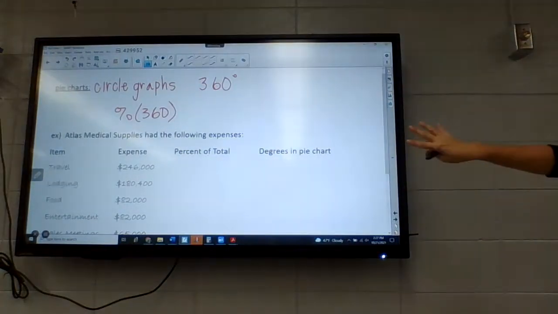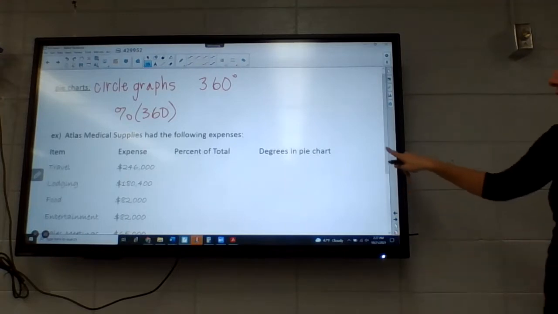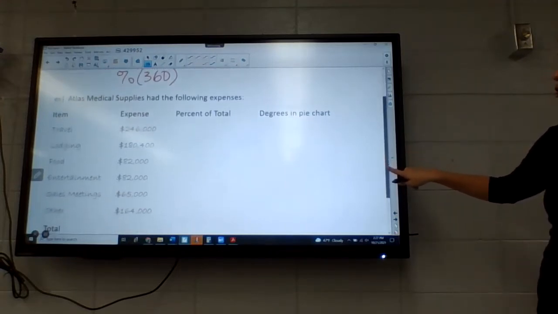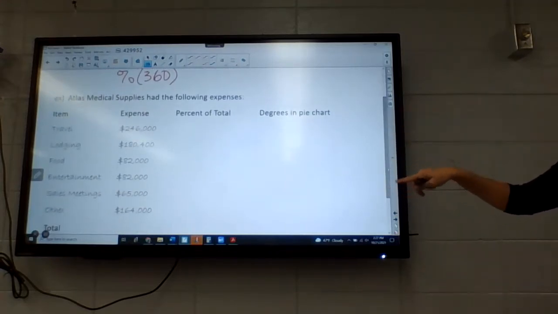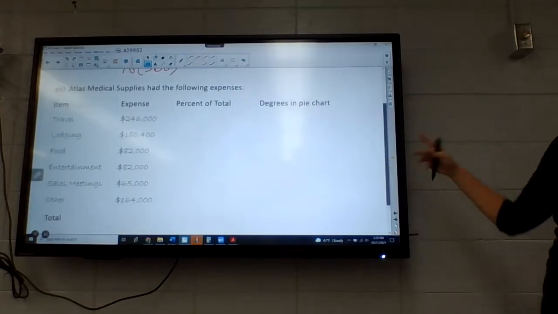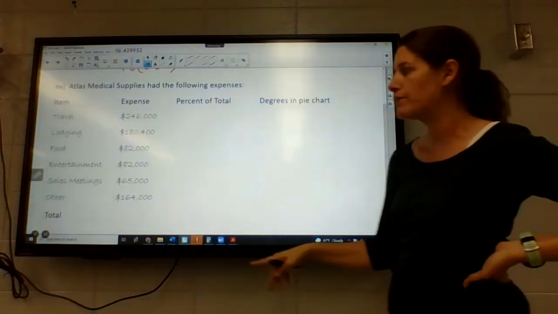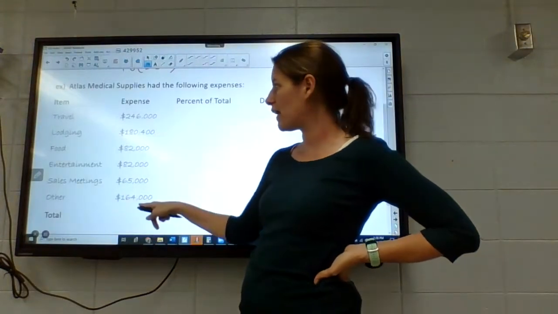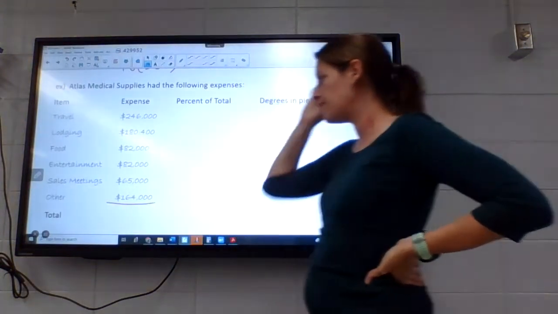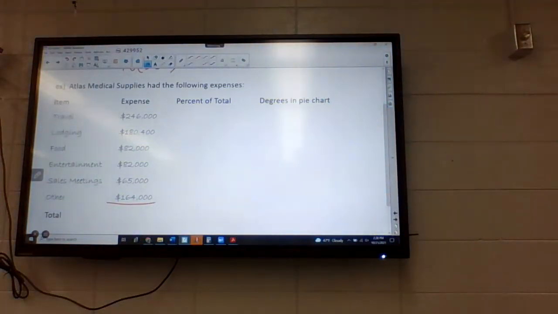So this medical supply company has these expenses. Now we want to figure out how much the expenses are of the total and the percent of the total that is. So we have to first figure out the total. So we're going to take all these and put them together to figure out what their expenses are. I'm assuming this is for a year, but maybe it depends how big the company is, if it's a month or week.